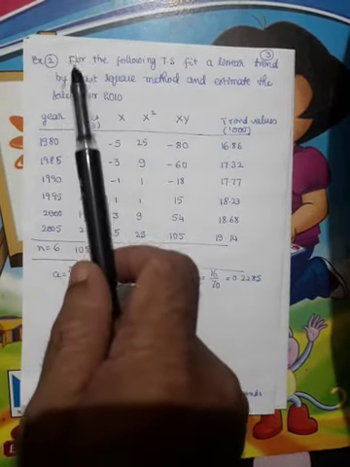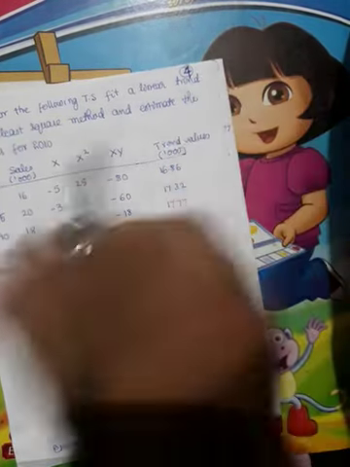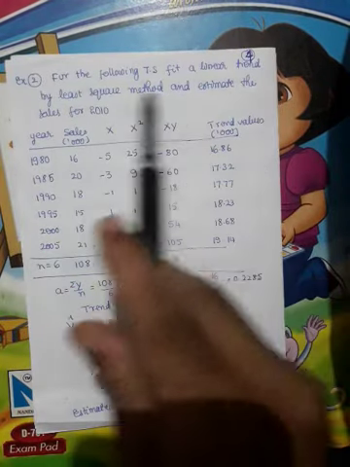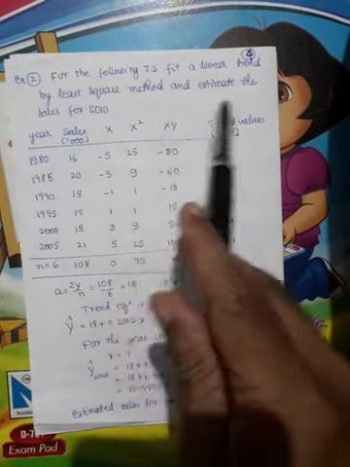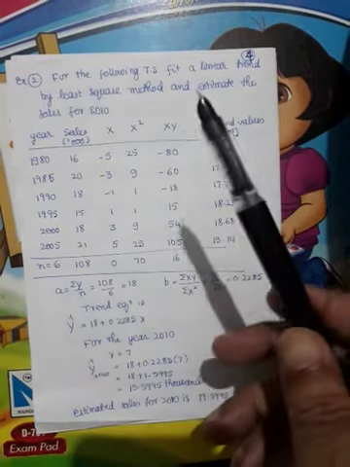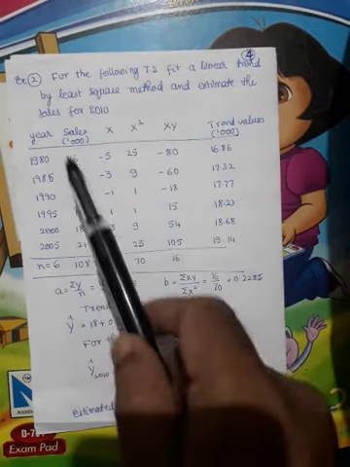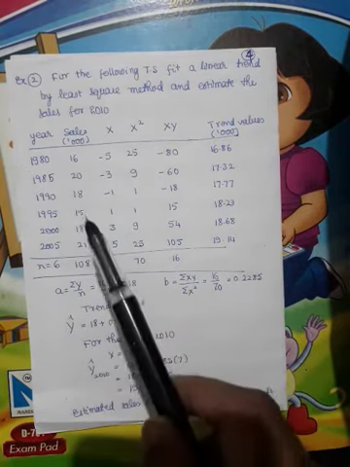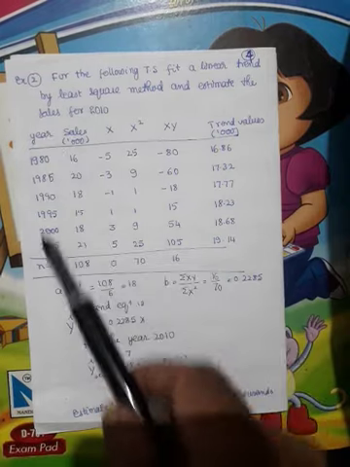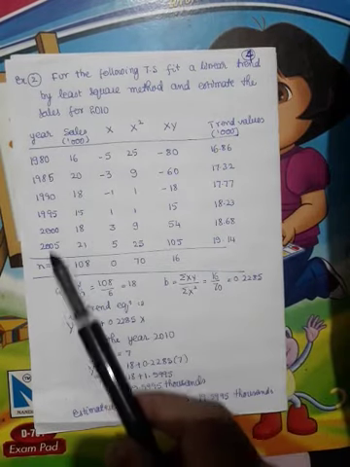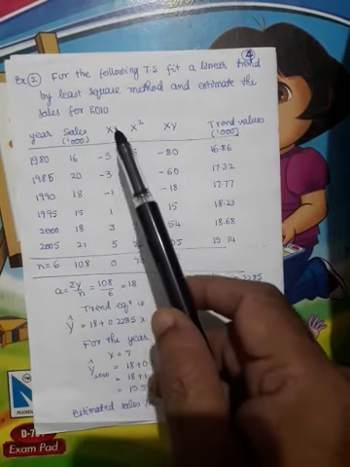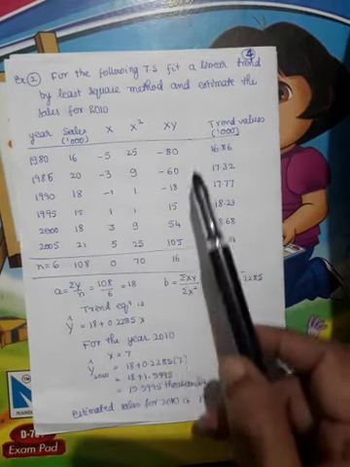Now example number 2. For the following time series, fit a linear trend by least square method and estimate the sales for 2010. Year, sales. So time series data is taken in the table itself. The first two columns are the problem part, year and sales. The next columns are the solution part: x, x square, xy.